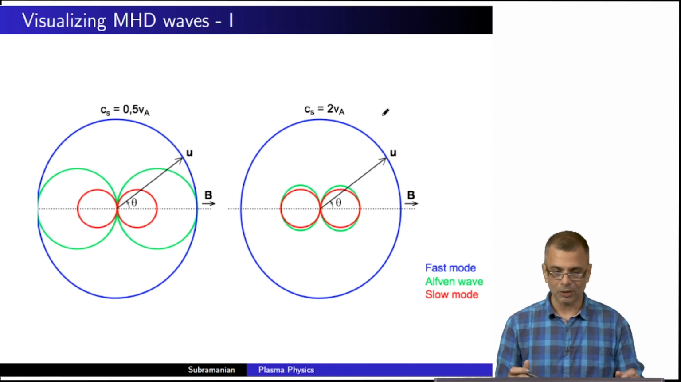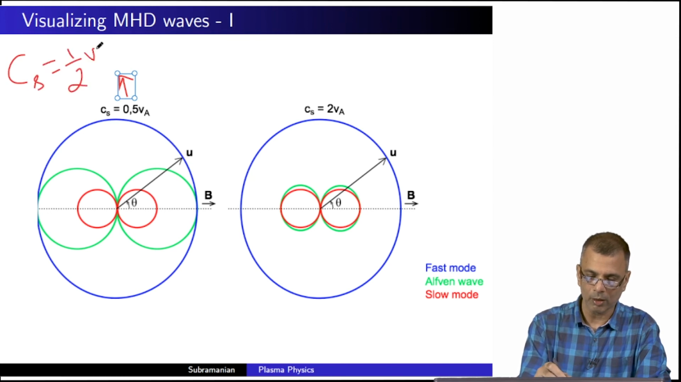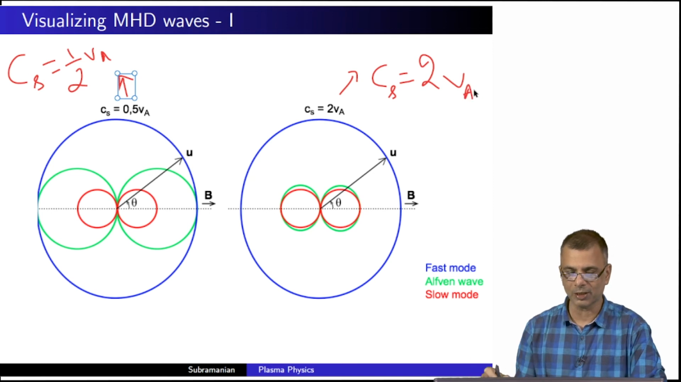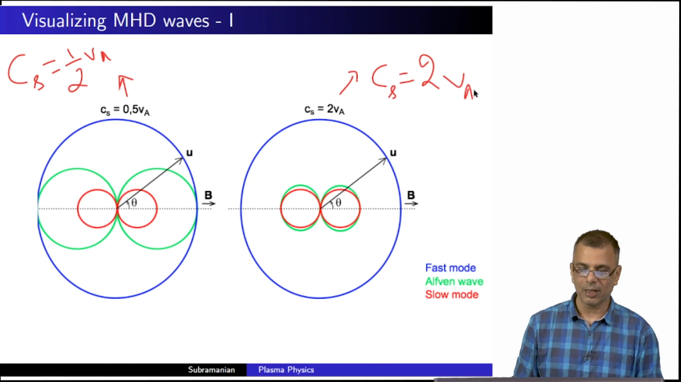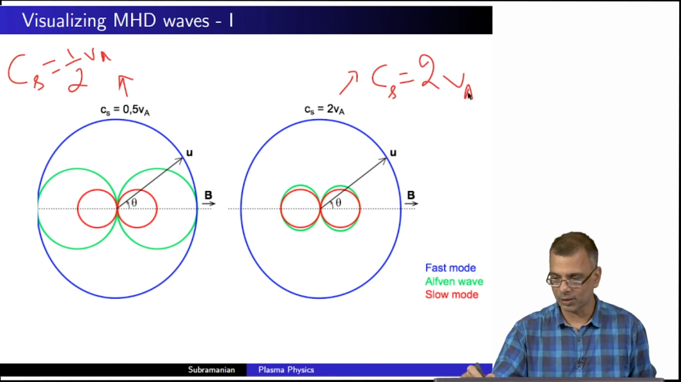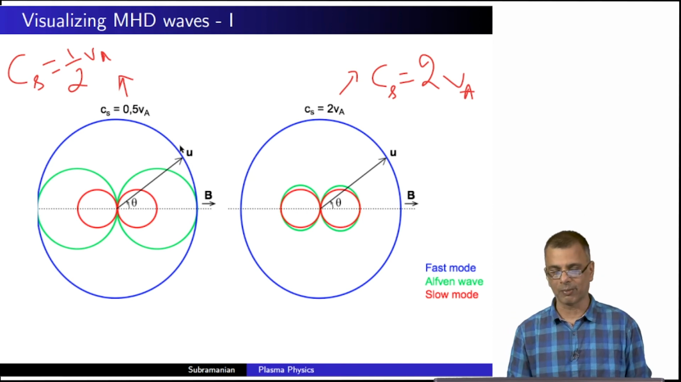So here in this case the sound speed is equal to 1/2 VA, and in this case the sound speed is equal to twice VA. Two cases. In neither case can we make the simplification that the sound speed is much smaller than or much greater than the Alfvén velocity. They are comparable. 1/2 and 2 are comparable. So how do these two cases look?